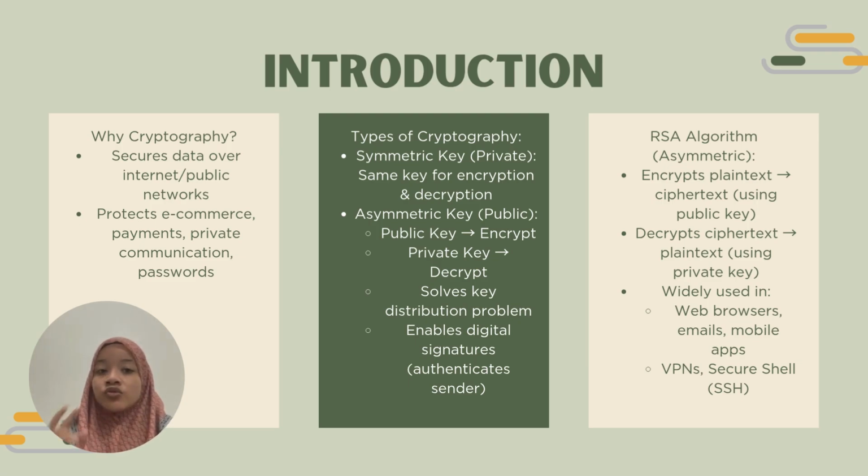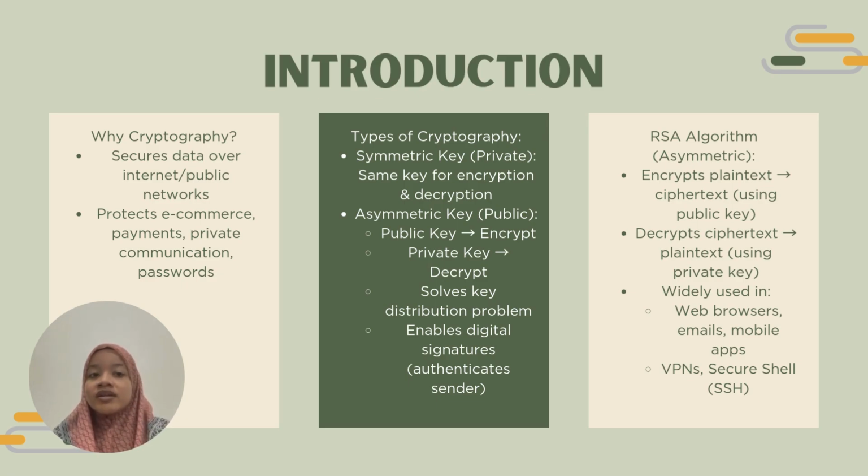Next, there are two main types of cryptography, which is symmetric key, where the same key is used for both encryption and decryption. And the second one is asymmetric key, also called public key cryptography, which uses two keys, a public key to encrypt and a private key to decrypt it. This public-private system is more secure and also allows digital signatures, which help verify the identity of the sender.